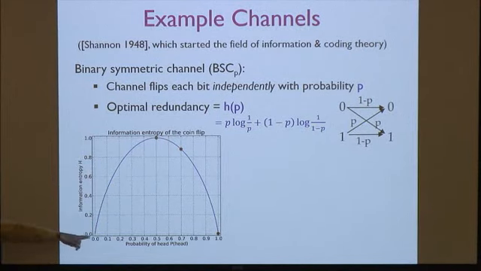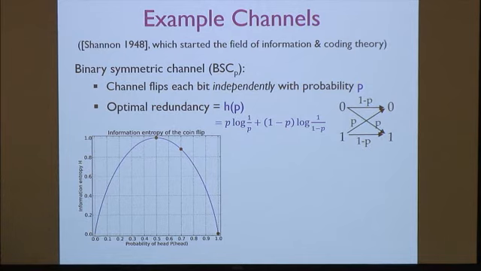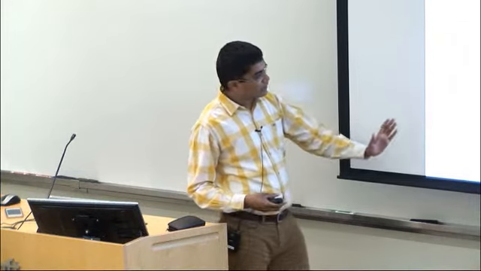So when p is 0, there is no noise, you don't need any redundancy. On the other hand, when p is half, clearly the output is uncorrelated with the input, it's a random coin flip, you can't do any sensible communication, so the redundancy is 1, or the rate at which you push information is 0, and in between it is this concave function.